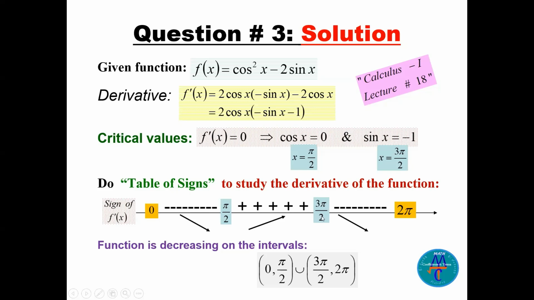From 3 pi over 2 to 2 pi, I can pick an angle like 11 pi over 6, which is 330. I replace it here, cosine 330, sine 330. It will be all negative. So the function is decreasing. So the question says where the function is decreasing: from 0 to pi over 2 union 3 pi over 2 to 2 pi.